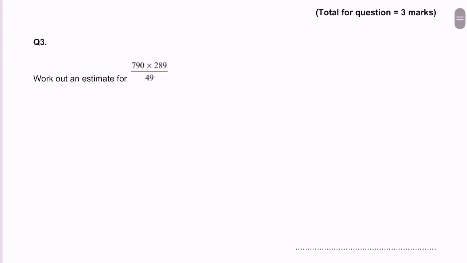Work out an estimate for 790 times 289 divided by 49. Now the keyword here is estimate, a very popular question in the GCSE Maths non-calculator question paper, which is paper 1. First of all, we need to round these numbers to one significant figure. So 790 rounded to one significant figure is 800.